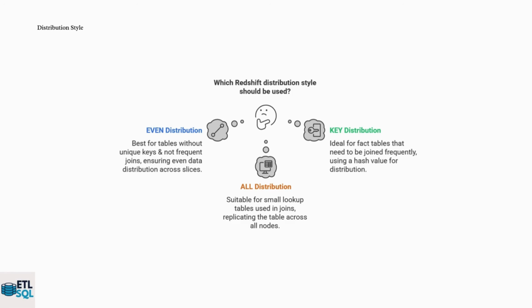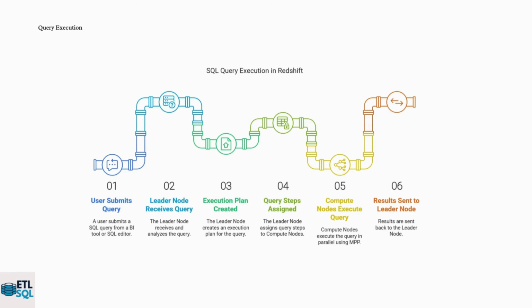So which Redshift distribution style should you use? Use even distribution, which is best for tables without unique keys and not frequently used in joins. So this ensures that data is distributed evenly across slices. Use key distribution, which is ideal for fact tables that have clear unique keys and which are needed in joins frequently. And use all distribution, which is suitable for small lookup or reference tables, which are used in joins as well. This replicates the entire table across all nodes. If this is clear, let's move to the next slide.